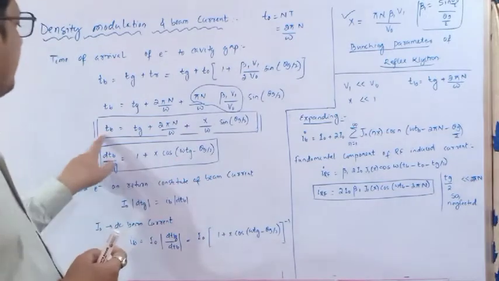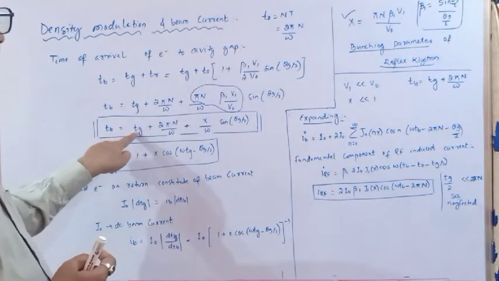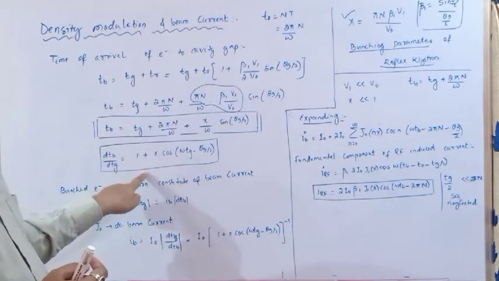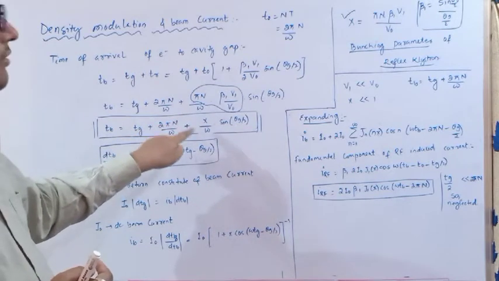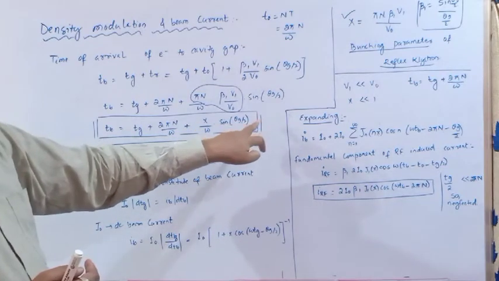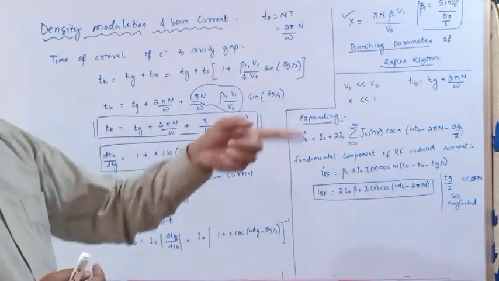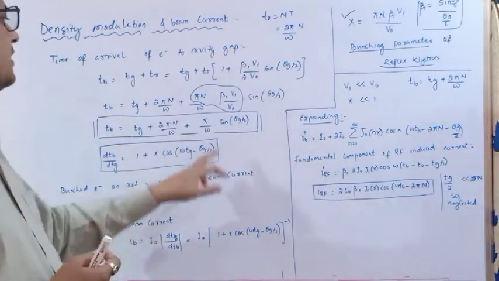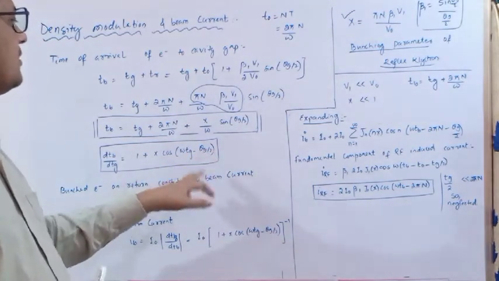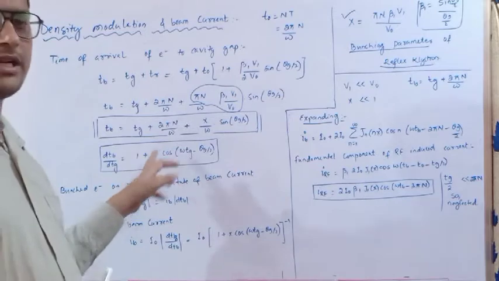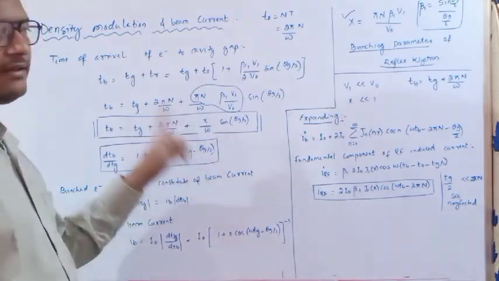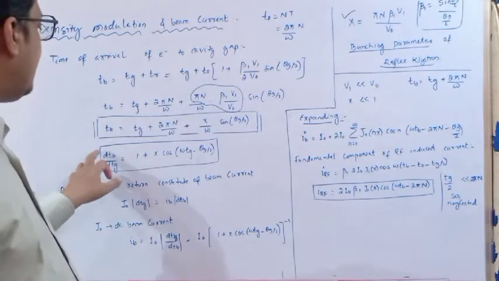How? If I differentiate dTb with respect to dTg, the differentiation of Tg will become 1. This is a constant value, which is 0. Here it is x by omega and here it is sine of omega Tg. So this theta g you can replace by omega Tg minus theta g by 2. If you differentiate it, this sine will become cos, so cos of omega Tg minus theta g by 2. Omega will come outside and this omega will be cancelled out. So the resultant we will get as 1 plus x cos of omega Tg minus theta g by 2. So this is the ratio.